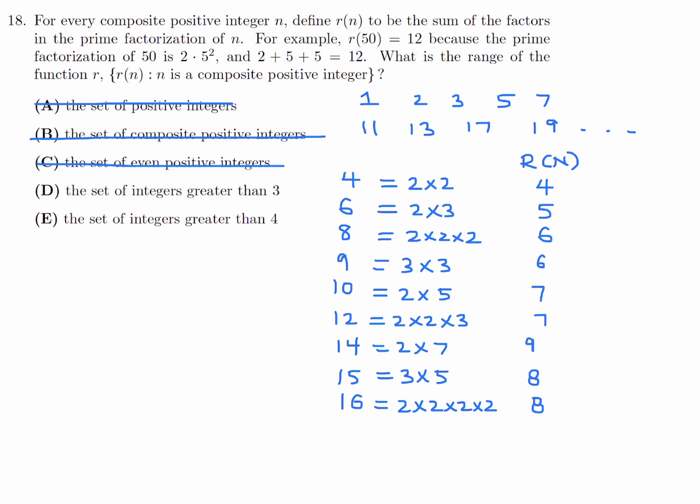So that's out. The set of integers greater than 3. Yeah. So far, 4, 5, 6, 7, 8, 9. So that's right. The set of integers greater than 4. Well, 4 is in there, so that disqualifies choice E. So by process of elimination, the answer is D.